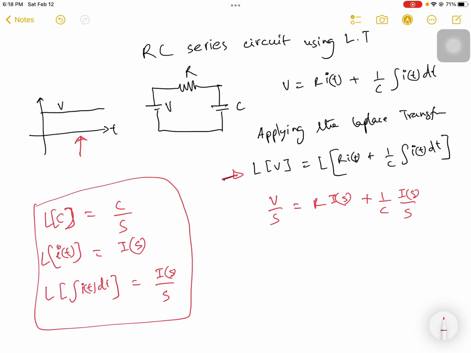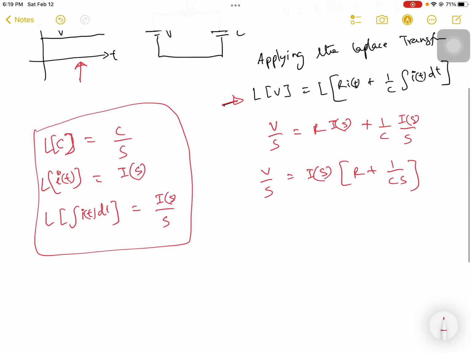And now we have to arrange. Let's take the like terms: I(s) times (R plus 1/(C s)). Now let's make I(s) the subject, then it will be equal to V/s times 1 over (R plus 1/(C s)). And then let's do some simplification.